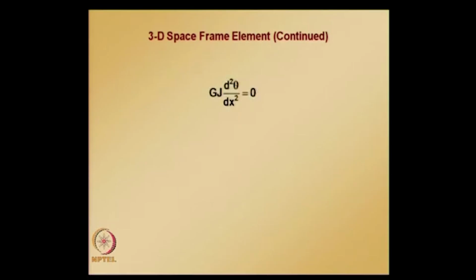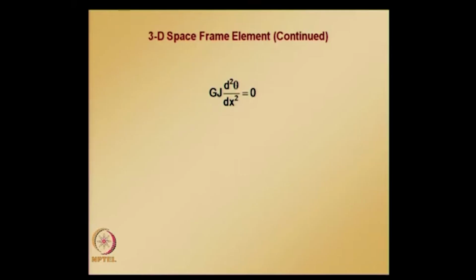we need to look at the governing differential equation before we get the element equations for the torsional effects. So, this is the governing differential equation for a bar subjected to twist, and you can see this is a second order differential equation similar to the one for the axial deformation problem, and 0 is there on the right hand side, and that is based on the assumption that there is no applied distributed twisting moment along the span of the member.